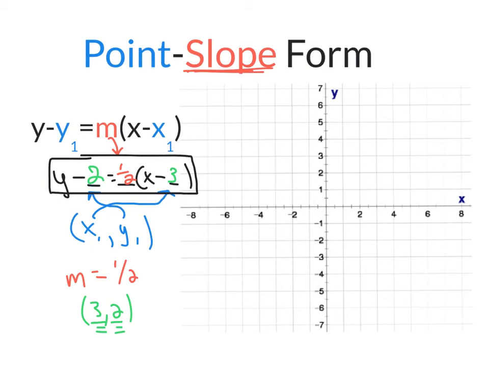So if we're going to graph that, we would put a coordinate point at 3, 2. And then we would use our slope of 1/2. So up 1 over 2, up 1 over 2. We can go down 1, back 2, down 1, back 2. And we have our line here.